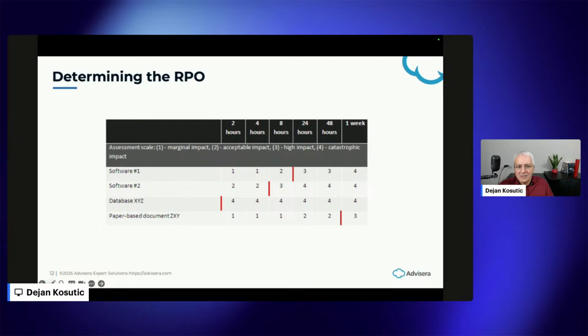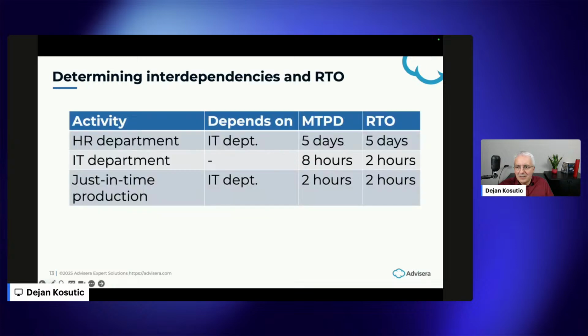All right, now let's move on to the next slide, and this is around how you determine these interdependencies, and then based on that calculate the RTO. So let's say, just for example, that you have only 3 departments in a company: HR department, IT department, and some just-in-time production. So let's say that you're a manufacturing company.